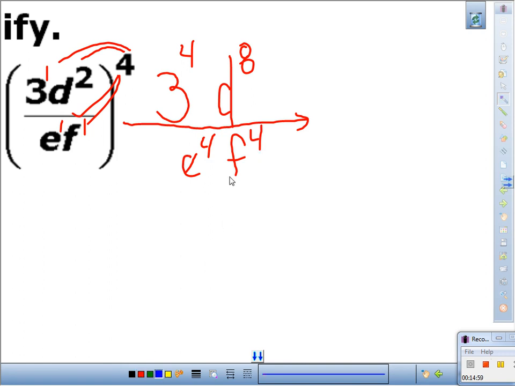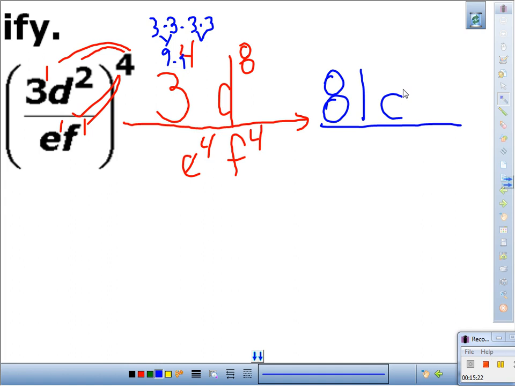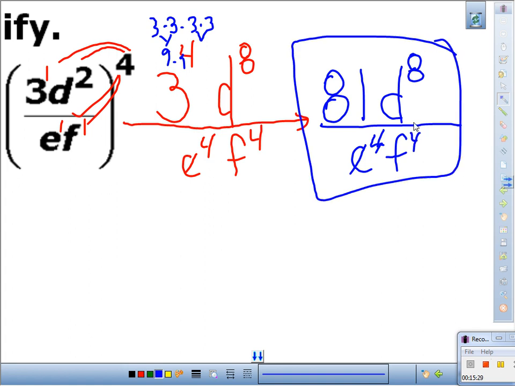Okay, next, I said simplify when you can. Can we simplify 3 to the 4th? 3 times 3 times 3 times 3. What is 3 times 3? 9. What is 9 times 9? 81. Question. Is D the same base as E? As F? Is E and F the same base? Everything else stays the same, so it's D to the 8th, E to the 4th, and F to the 4th. Hands, have you got that? Okay. We got this, yes? All right. Let's crank it up a notch, yeah?